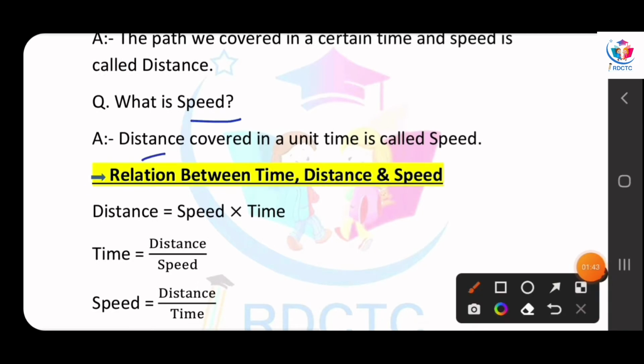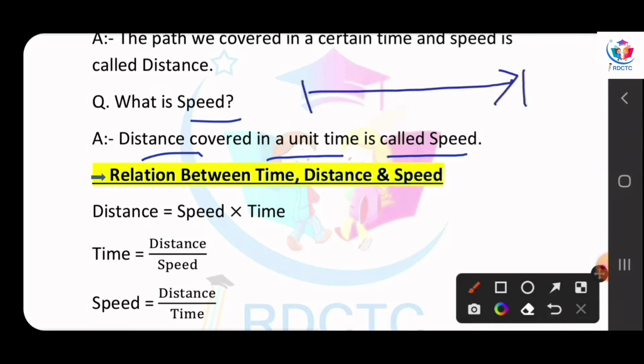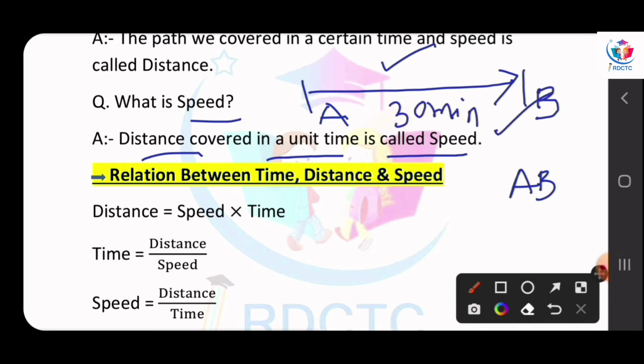Speed means distance covered in a unit time. I start my journey from A and I end it at point B. It is my distance, A and B. And I complete the journey in a unit time, suppose in 30 minutes. Now I can easily tell you the speed. That is why it is written here, distance covered in a unit time is called speed.